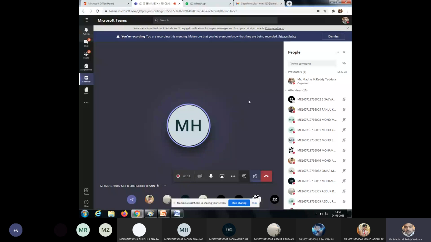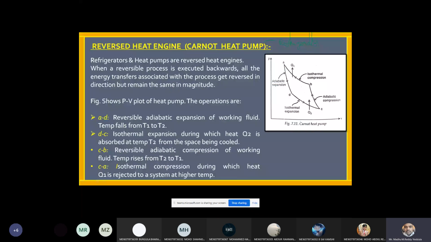Now, here if you see A to D, it is the adiabatic expansion process, right? Adiabatic expansion means entropy remains constant. During the expansion process, temperature will decrease as we know. So the temperature is decreased from T1 to T2. And D to C is the isothermal expansion, and during this process the temperature remains constant.